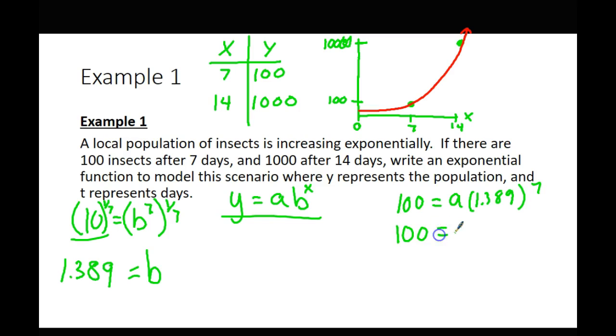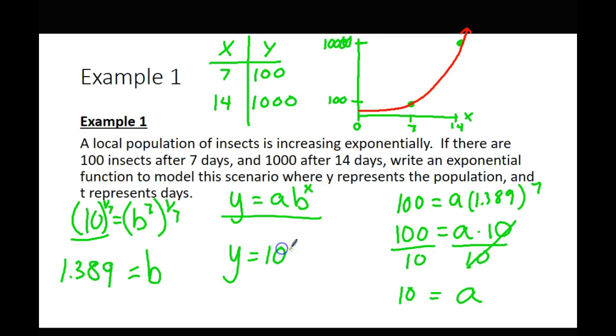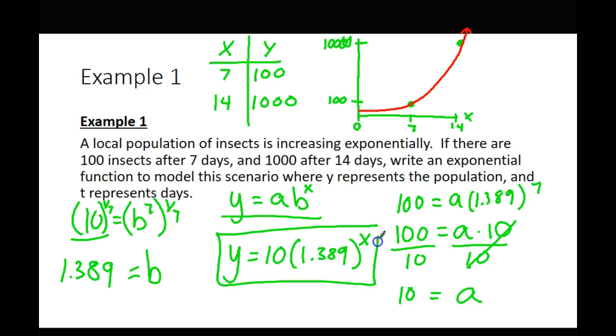Once again, a lot of times you'll need to do this on your calculator, but in this case, I already know the answer. It's going to be 10. Divide both sides by 10. And you get a equals 10. So now we have our answer. We found out that a is 10. We found out that b is 1.389 to the x power.